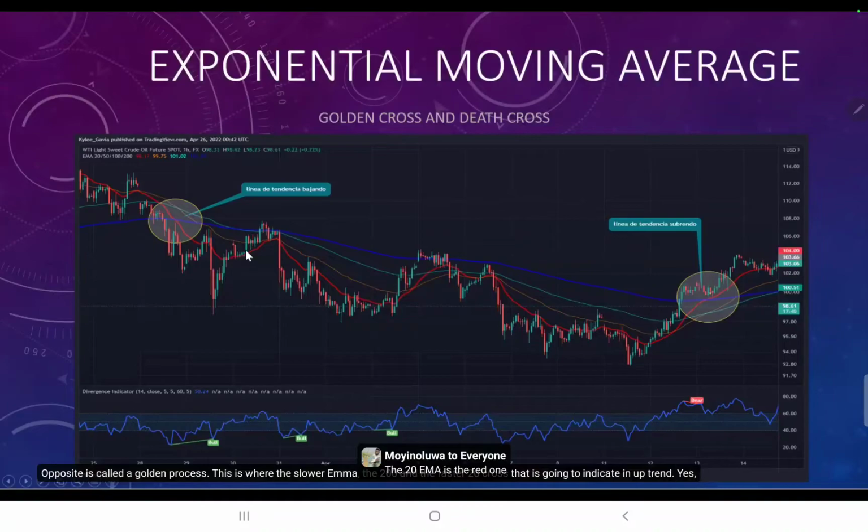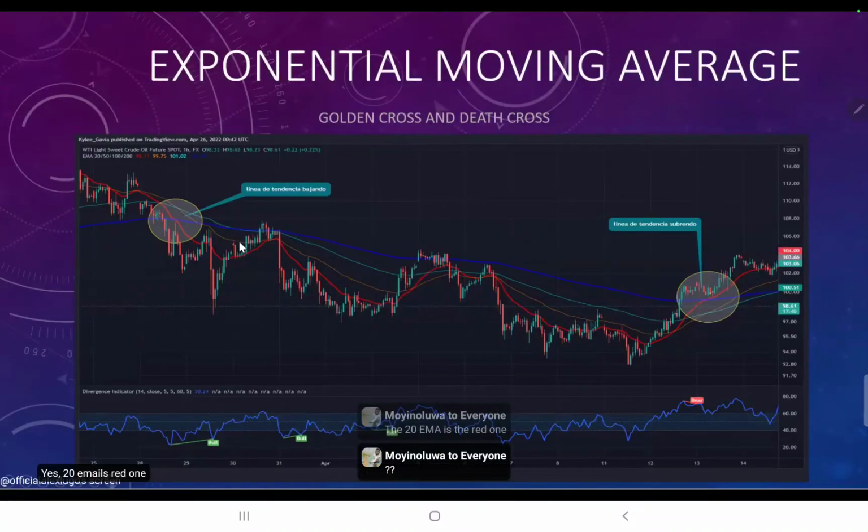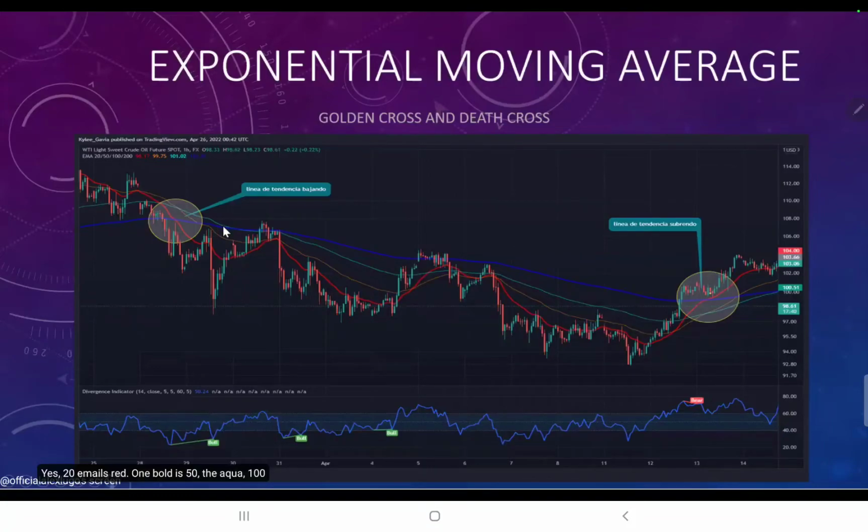Yes, 20 EMA is the red one. Gold is the 50, the aqua is the 100, and then the 200 is that blue one. Okay. Do you guys see that? Does that make sense to you? So anytime I start a trend or looking for a trend, I'm looking for these crosses and then a wide spread of those EMAs. Anytime they're spread out nicely like that, that indicates a strong trend.